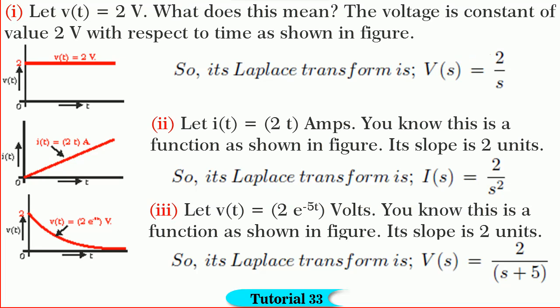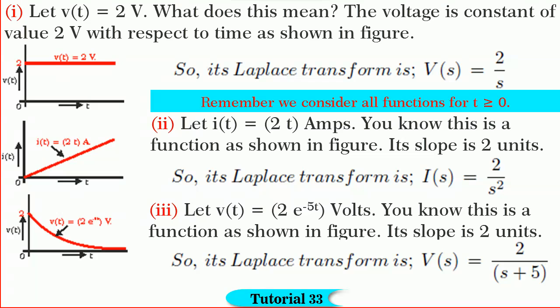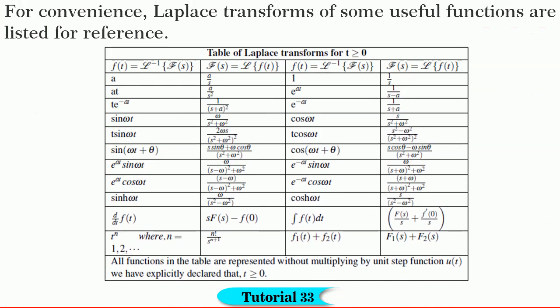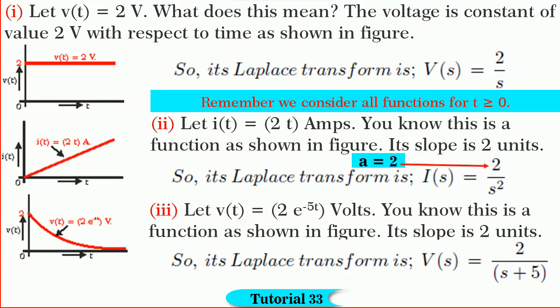That is simple. Next, let i(t) be equal to 2t amperes. You know what this function is? This function is a straight line having slope equal to 2 and passing through origin as shown in figure. Remember, we consider all functions for t greater than or equal to 0. So, the Laplace transform of i(t) equal to 2t is capital I(s) equal to 2 divided by s square. If you refer to the table, you find that if f(t) is equal to at, capital F(s) is equal to a by s square. Here a is equal to 2.